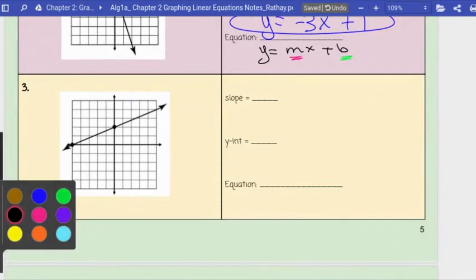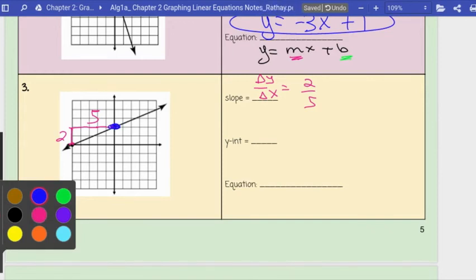Next question, we need to get from the graph our slope. I have a point right here. I'm going to rise 2, and I'm going to run 1, 2, 3, 4, 5. So if slope is the change in y over change in x, I am going up 2 over 5. It's a positive line, and we have a positive slope, which is good.